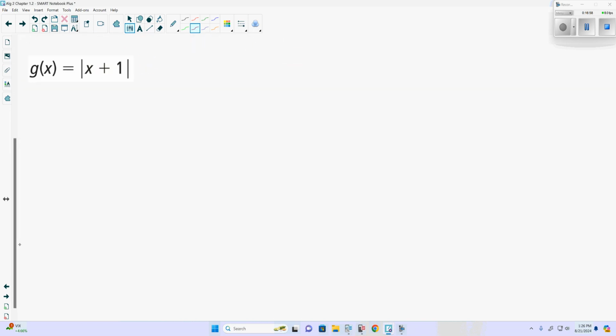We ready for the next one? What is its parent function? Absolute value. This kind of gives it away, doesn't it? Because it has absolute value bars. This one, I'd almost just have to ask the parent function and not read it, because if I read it, well, this g of x is equal to the absolute value of x plus 1. Kind of says it, doesn't it? Absolute value.